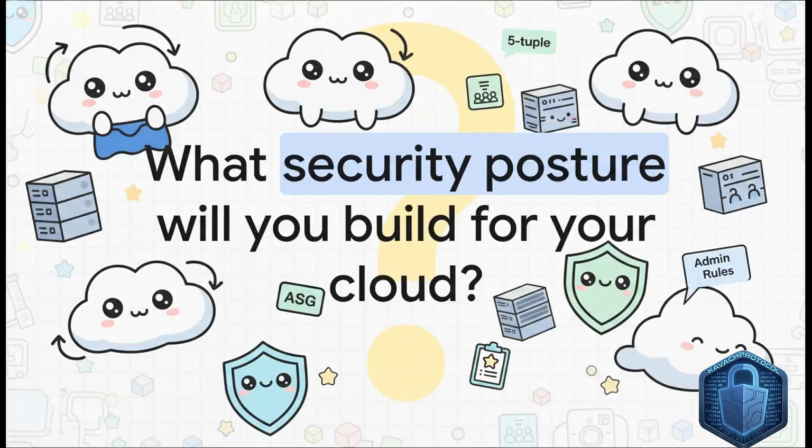So there you have it. You've got the tools now, from the basic five-tuple logic and the all-important rule priority to smarter grouping with ASGs and even the ultimate power of security admin rules. The big question I'll leave you with is this. Now that you know how to control the flow, what kind of security fortress are you going to build for your cloud?